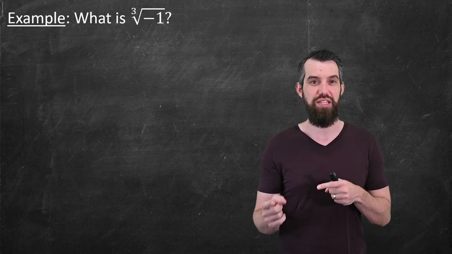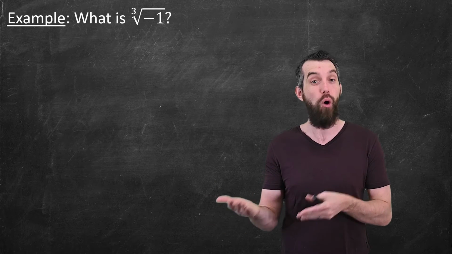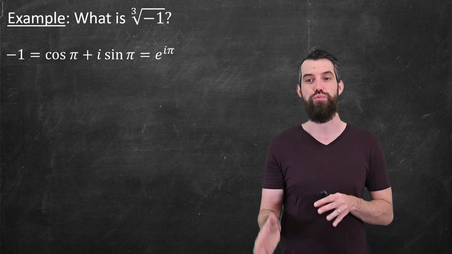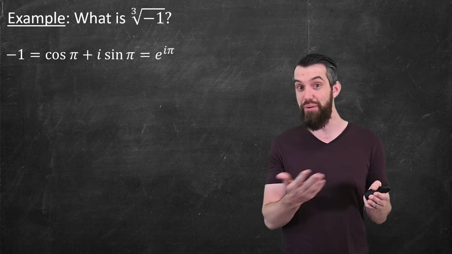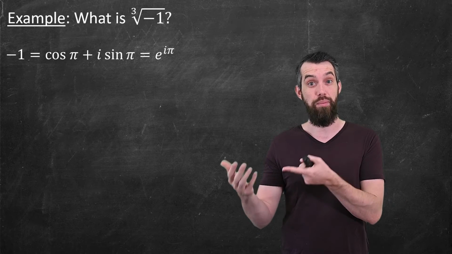So I think what I'm going to do is start with minus 1 and try to write it in polar form, hoping that polar is going to make things a little bit easier. So I can take this minus 1, I haven't taken the cube root of it yet, and I'll observe that minus 1 is, well, cosine of pi would give you minus 1 and sine of pi would give you 0, so this is just e to the i pi.